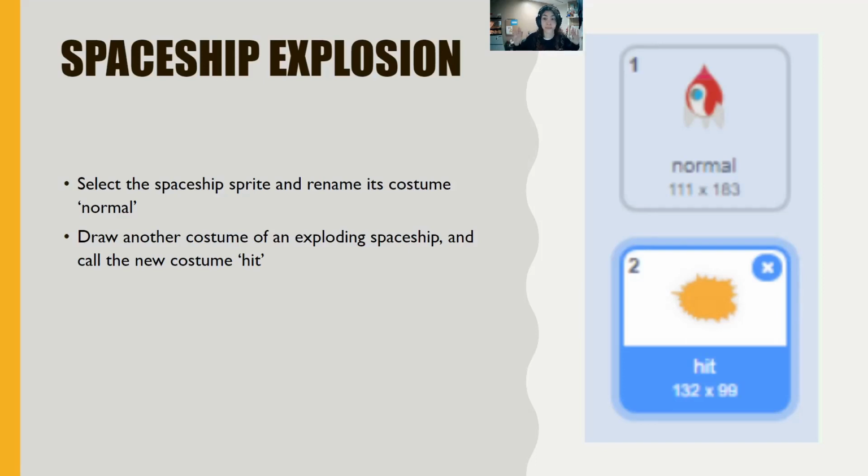We're going to be making a spaceship explosion. So we're going to select the spaceship sprite and rename its costume to normal. Then we'll draw another costume of an exploding spaceship and call that new costume hit.